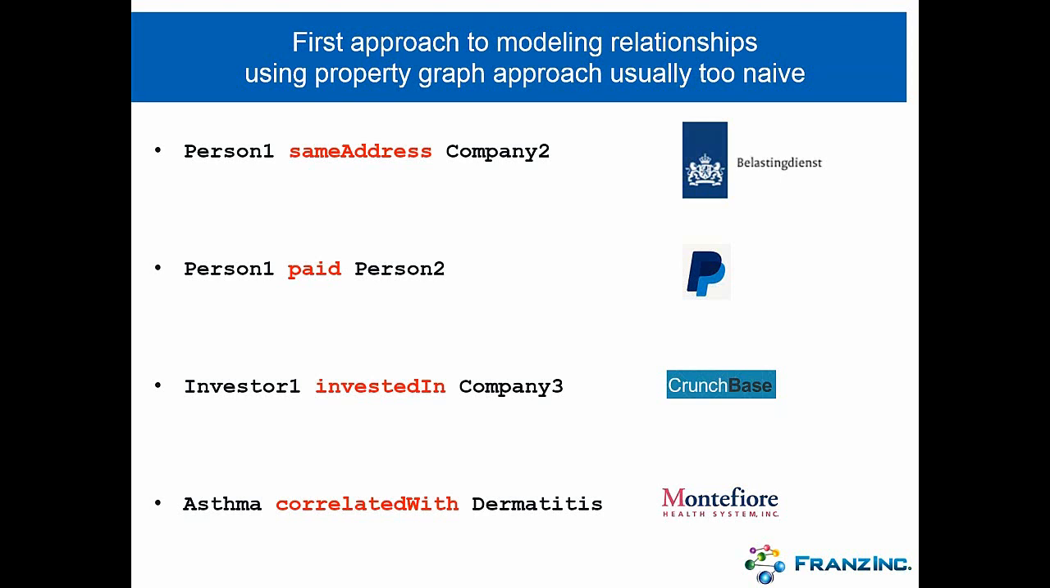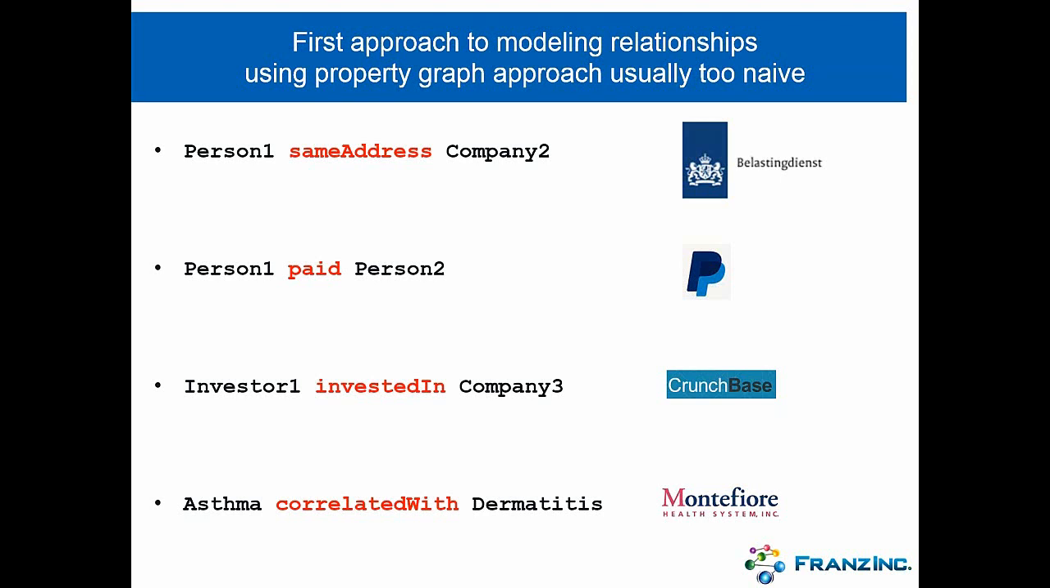Or you might work for an online bank and you want to express that person one paid person two. But the paid relationship can be a complex thing in itself, because there's an amount, there's a place where something was paid. And so again, that turns quickly into a complex relationship.